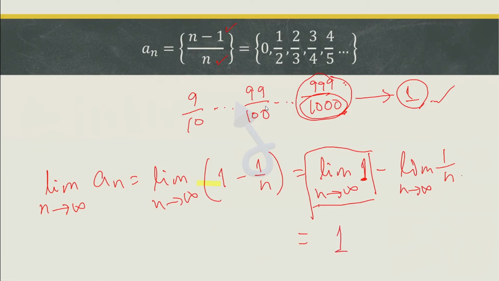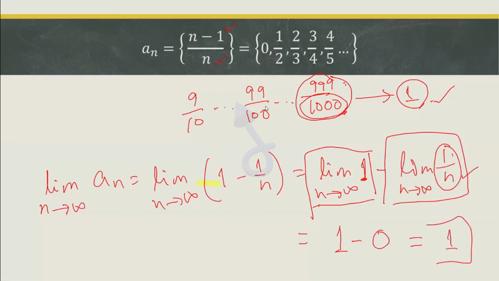And on this part, the second term, we have seen this limit in the previous slide. And we know that this is 0. This expression 1 over n approaches 0 as n approaches infinity. And so our final limit is again 1.